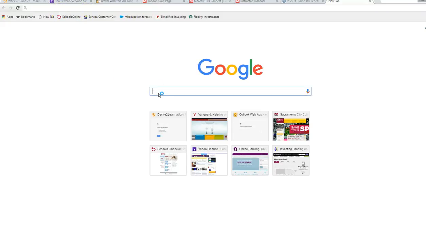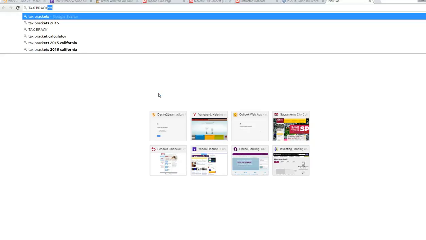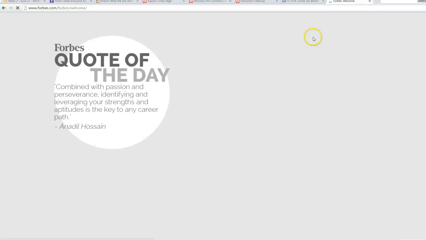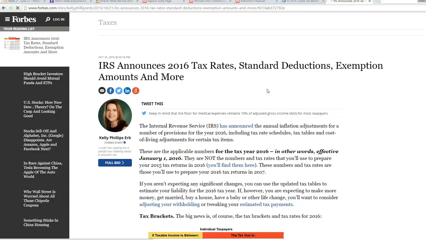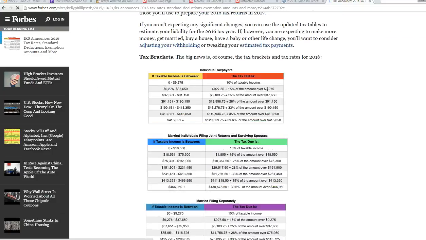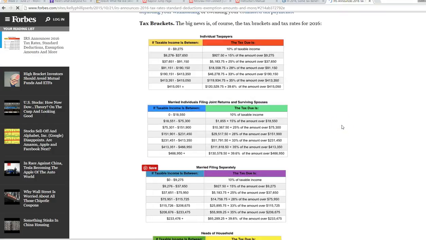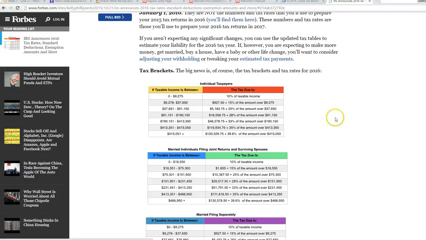I'll go ahead and type in here tax brackets 2016. I like to use the Forbes because they have those formulas attached. And here's the website. I hope you had looked at this already from last week's homework. And again, unless I tell you otherwise, we're going to assume that everybody in this class is single. Everybody is single. So I'm going to go right here to the tax brackets. And here's the tax table I'm going to use. I'm going to expand this a little bit.